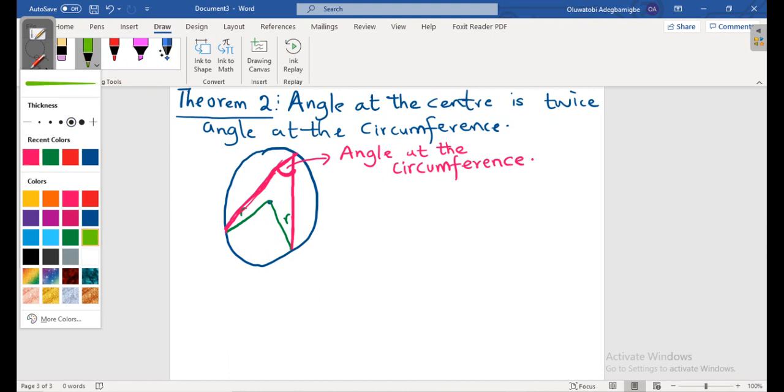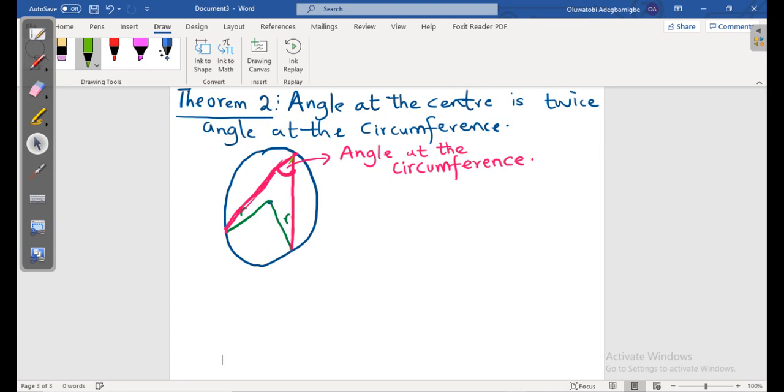Now, what I do is this. From the angle at the circumference you have gotten, just trace it through the center and let it hang here. Now, don't forget that there are always two angles at the center. There is the interior angle and there's the reflex angle. The one closer to the hanging point is always the angle at the center.